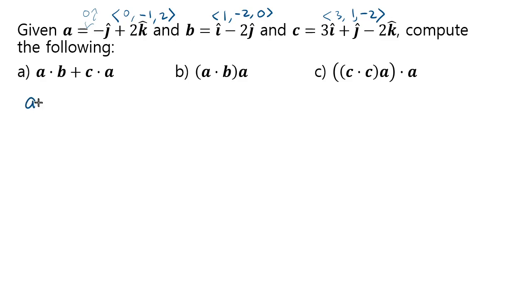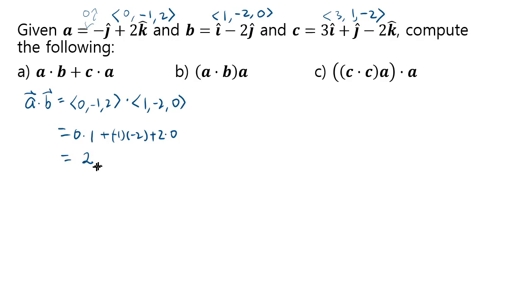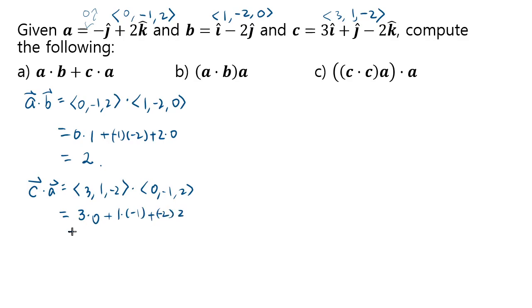Okay, so let's do a dot b. What is a dot b? Well, that's 0, -1, 2, dotted with 1, -2, 0, which is component-wise multiplication. So 0 times 1 plus -1 times -2 plus 2 times 0. So it's going to be +2. On the other hand, c dot a would be c, which is 3, 1, -2, dotted with a, which is 0, -1, 2. And dot product is simply component-wise multiplication. And that's equal to -1, -4, so -5. Adding the 2 will give you -3 as the answer.